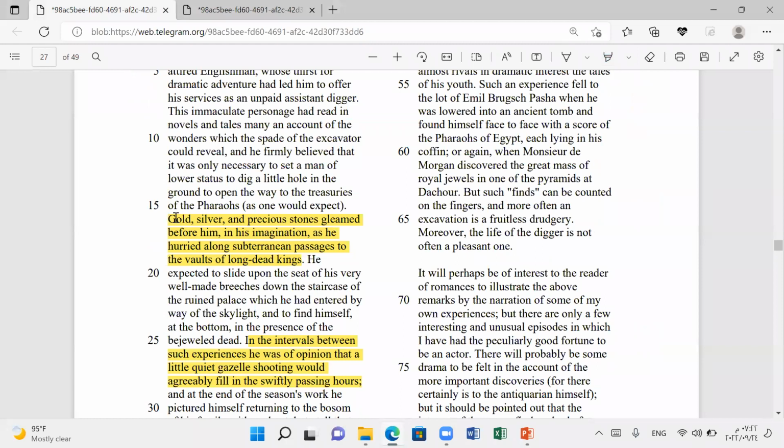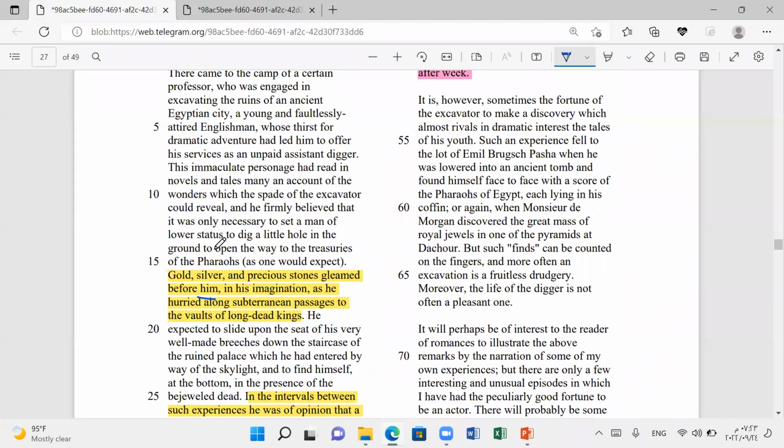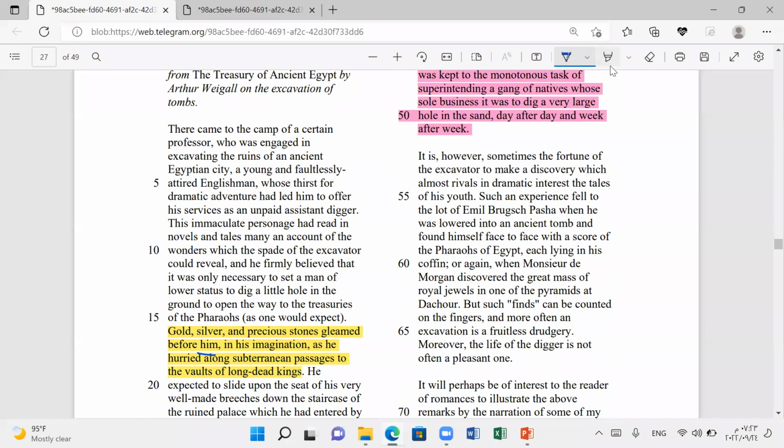It's from 16 till 19. "Gold, silver, and precious stones gleamed before him." Okay, now I have a pronoun. I don't know who this pronoun is referring to. That's why I need to go back and read whether "him" is referring to the professor in question or any other certain character, or any other certain person. Is it clear? So let me tell you a very important tip.